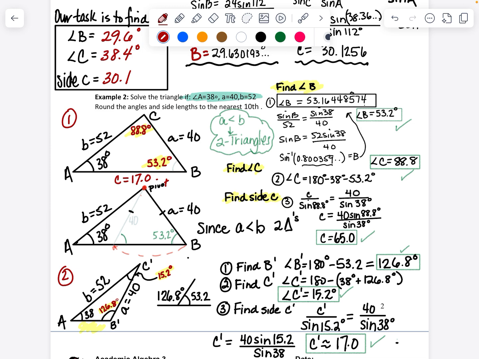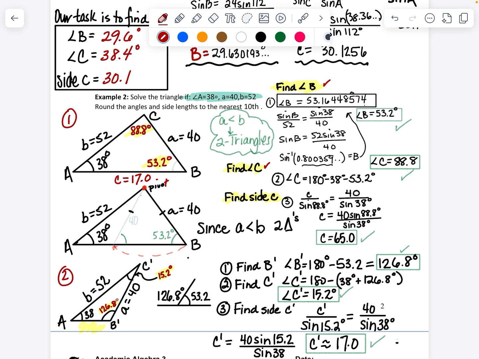You can see I walked all the way through it. I'm saying I'm going to find angle B, then I'm going to find angle C. So I use the law of sines to find B. I subtract my known angles from 180. Angle C is equal to 180 minus 38 minus 53.2, and I get an angle that's 88.8. I plug that in.